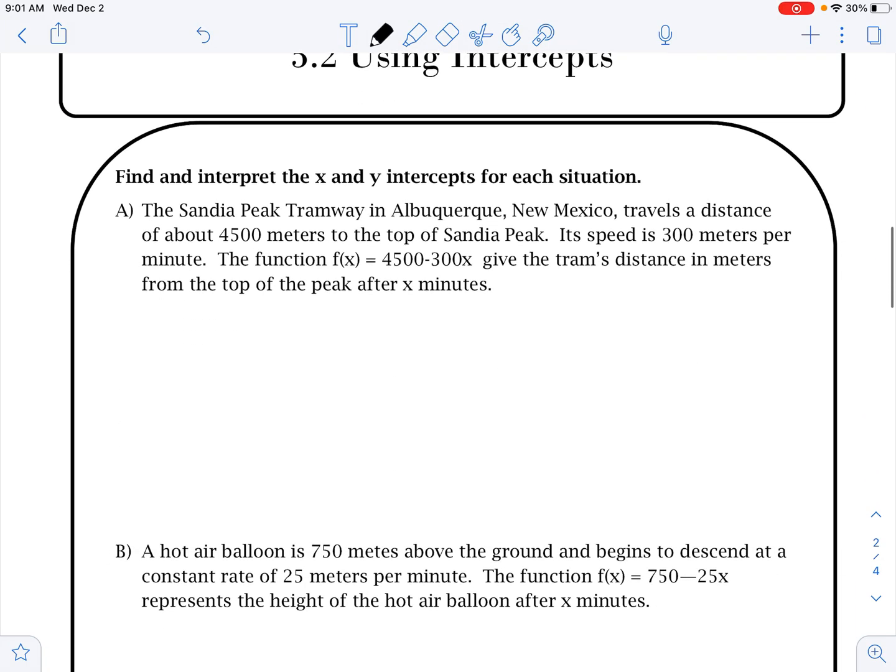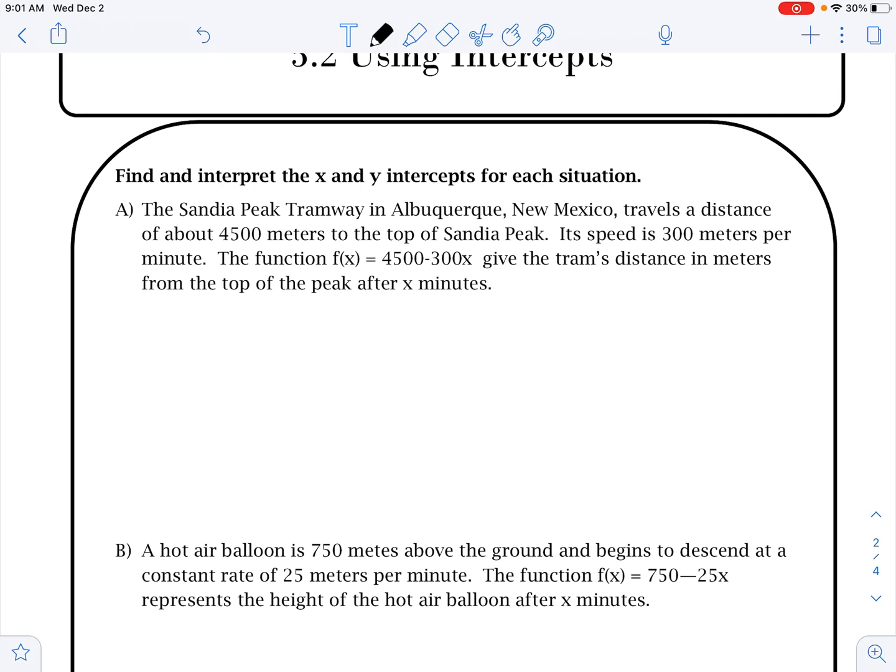Now, you will find some story problems. It says, the Sandia Peak Tramway in Albuquerque, New Mexico travels a distance of 4,500 meters to the top of the Sandia Peak. Its speed is 300 kilometers per hour. So it gives us this equation. And again, we could say f of x, just treat it like y equals 4,500 minus 300x. Give the tram's distance from the top. We want to find the x-intercept and the y-intercept.